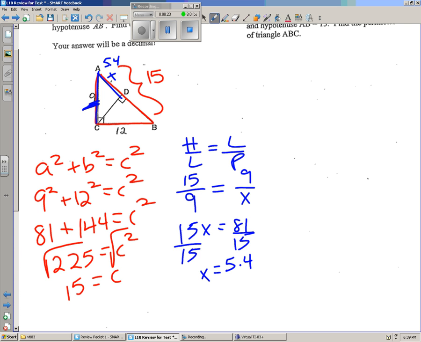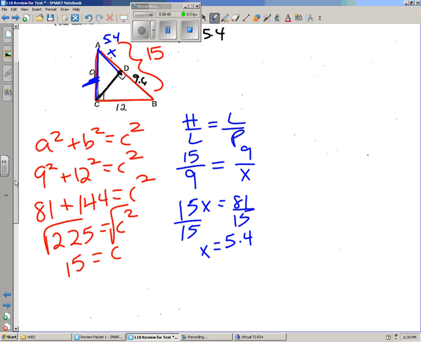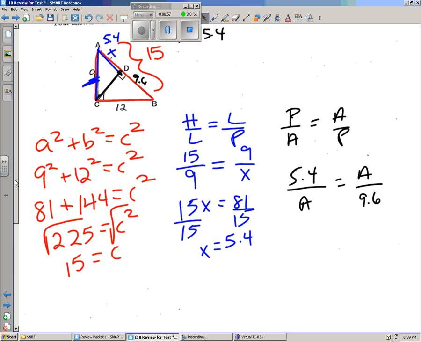Okay. Now, in order to use PAP to find the altitude, we need the other projection. Other projection's pretty easy. It's 15 minus 5.4, which is 9.6. And now we can use PAP to get the altitude. So I'm going to do PAP over here. Projection 5.4 over the altitude, which I'll just leave as A, equals altitude over other projection, which is 9.6.